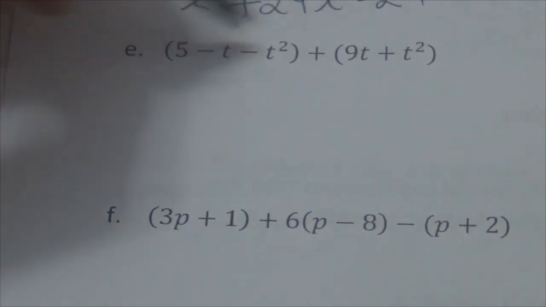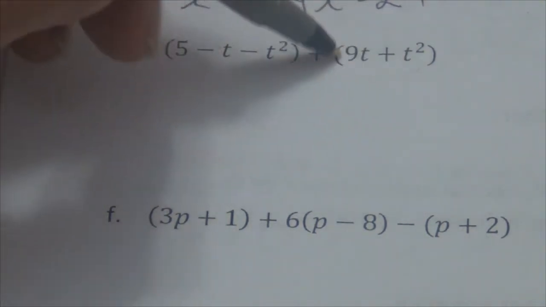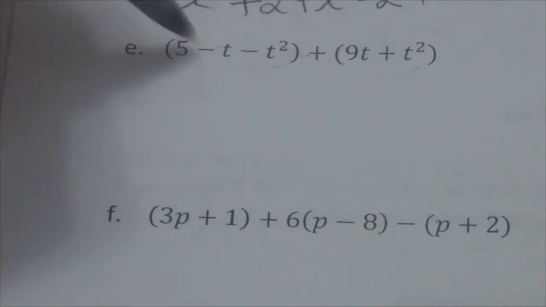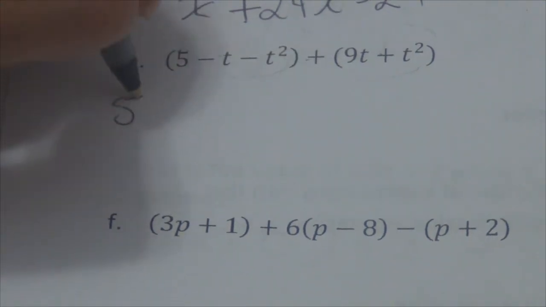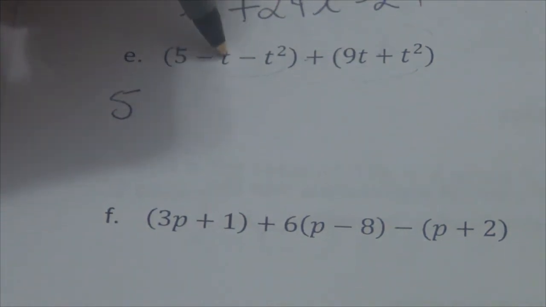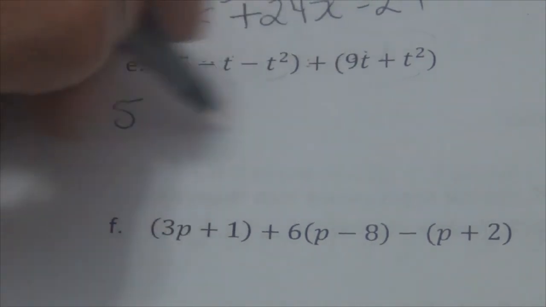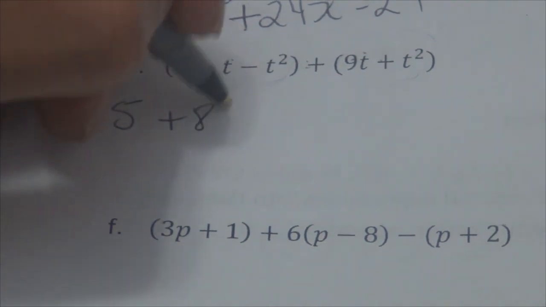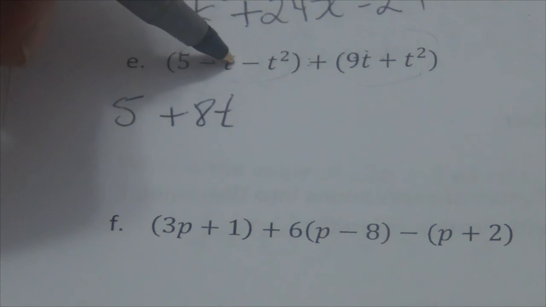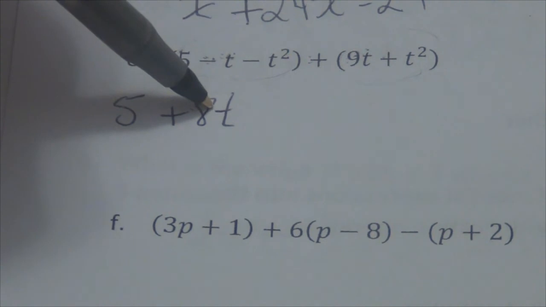Okay, here this is an addition, not a multiplication. So first, do I have like terms here? No. Do I have like terms here? No. So that means I gotta combine this parenthesis with this parenthesis. So let's see, 5. I'm gonna write down 5 because I don't see any other regular number here. Now negative t is gonna go with 9t. So what is negative 1t plus 9t? Negative 1 plus 9 is 8. Negative 1t plus 9t is the same thing as 9t minus 1t, which is 8t.